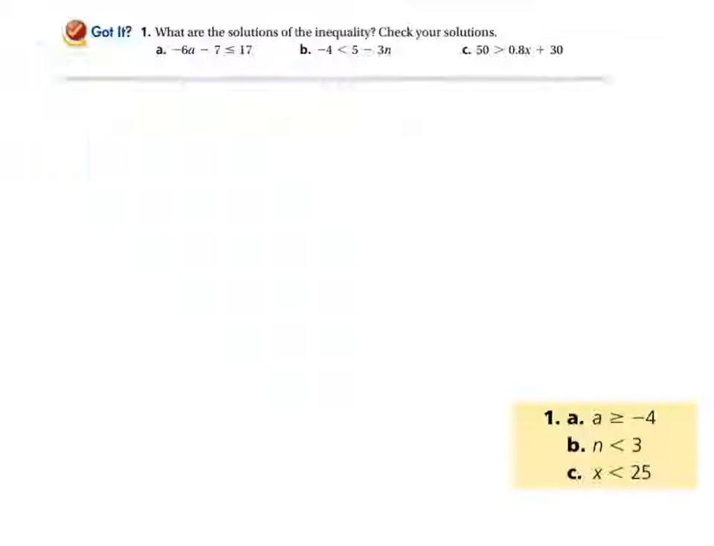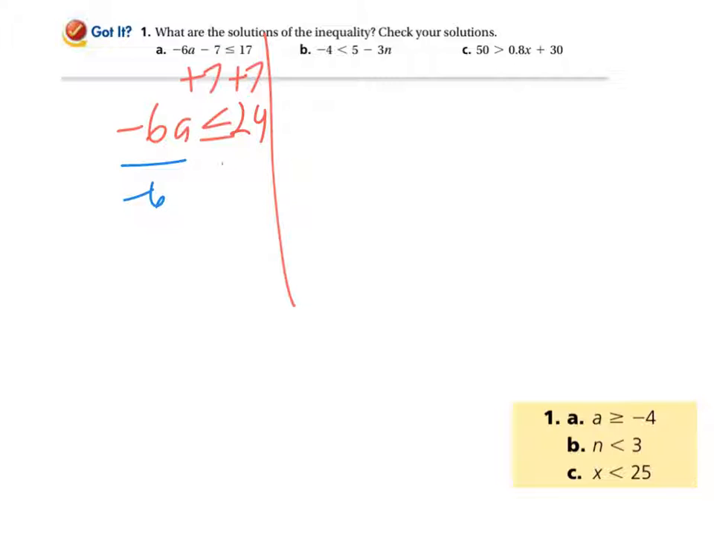So here, just like good old-fashioned two-step equations, I'm going to start out by adding 7. Negative 6a is less than or equal to 7 plus 17, which is 24. Divide off my negative 6, divide off my negative 6. Boom, I divided by a negative. Inequality symbol switches. So a is greater than or equal to negative 4. So again, be aware of that fact. When you check it, check the negative 4. Check negative 3. Check negative 5.